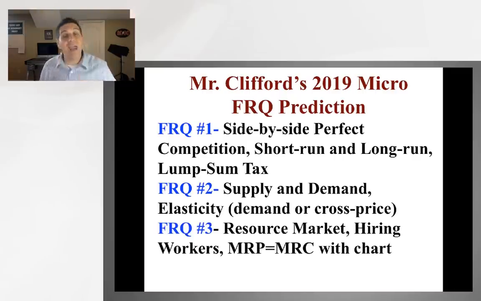Last one, I think it's going to be resource market hiring workers. I think you're going to have, here's Joe's potato farm. He's hiring work hands, and here's the different number of workers, and here's their output, how many potatoes they can pick, and then this is how many he can sell potatoes for. They give you a price, and you have to calculate the marginal revenue product and the marginal resource cost, which is their wage, and then they'll do it with a chart.